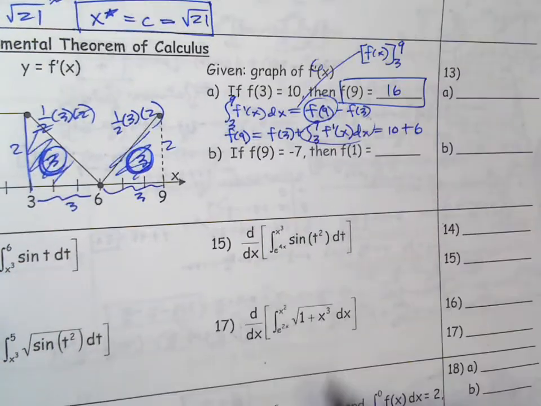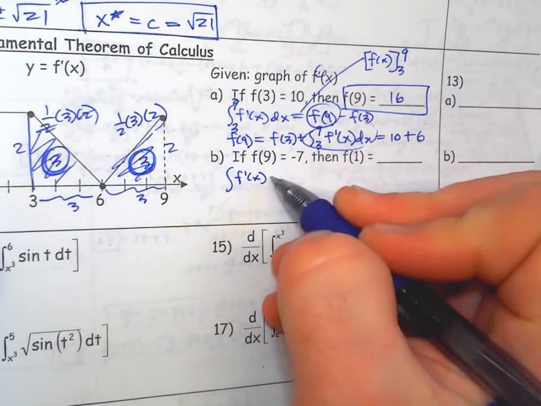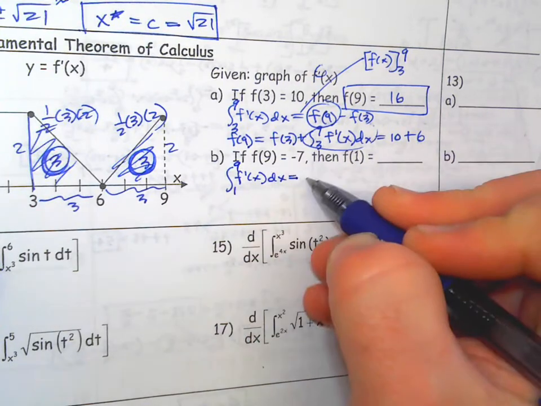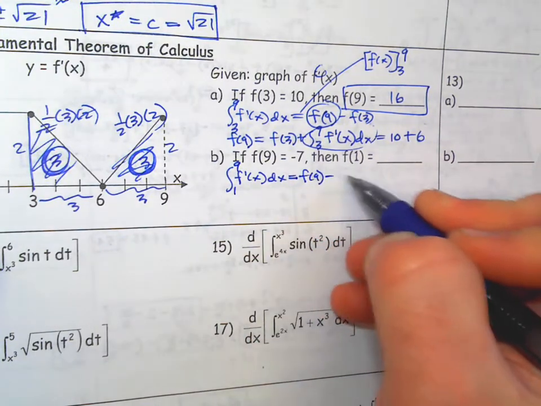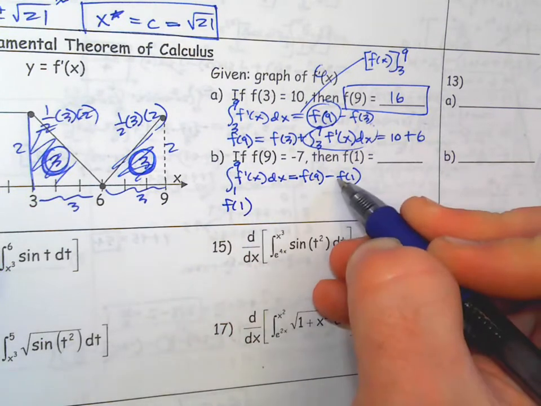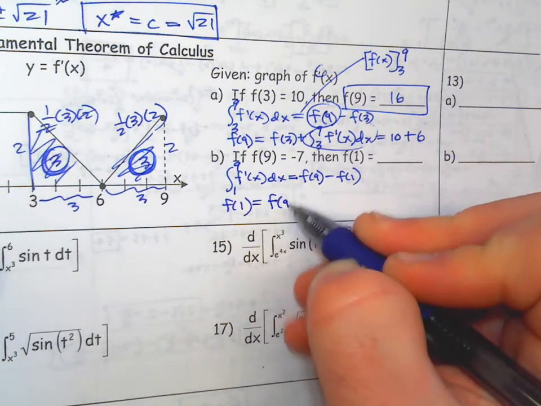Okay, next one. I'm going to start the same way. I'm going to say, all right, well, let's integrate f prime of x from 1 to 9. And it's going to be f of 9 minus f of 1. And I want f of 1, so this time I'm going to add this over here and subtract this to get f of 1 by itself.